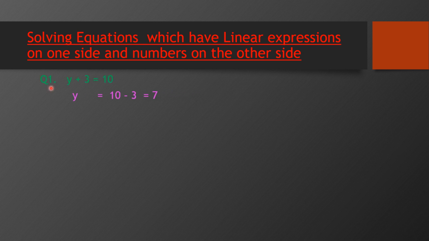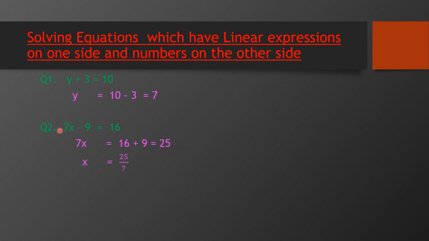Question number 1. y plus 3 is equal to 10. Here we have plus 3 with a y. Generally, we write the variable on the left side and numbers on the right side. Here, plus 3 is taken to the other side. That is transposing, it becomes minus 3. So, 10 minus 3 is equal to 7. So, the solution of the equation is 7.